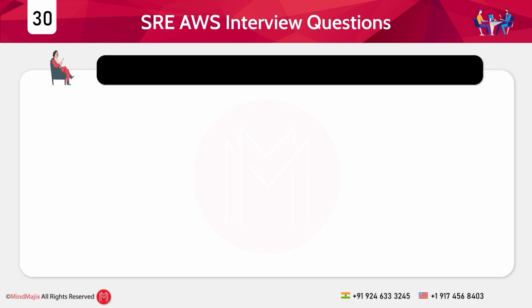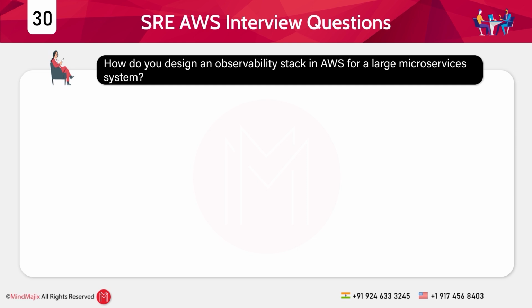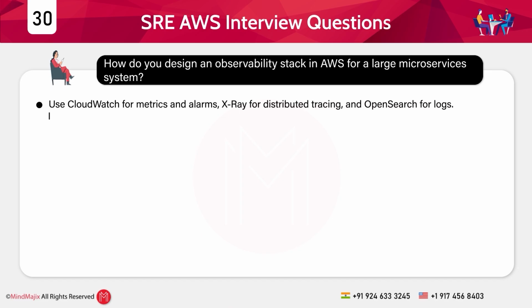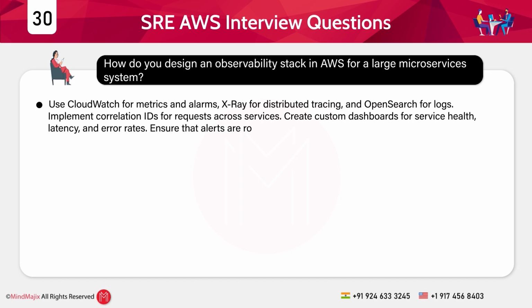The next question is, how do you design an observability stack in AWS for a large microservices system? For a large microservices system in AWS, I would start by using Amazon CloudWatch to collect metrics such as CPU usage, memory, latency, and error counts, and set up CloudWatch alarms for thresholds that indicate potential issues. AWS X-Ray would be integrated for distributed tracing so that I can visualize end-to-end request flows and identify latency bottlenecks between the services.